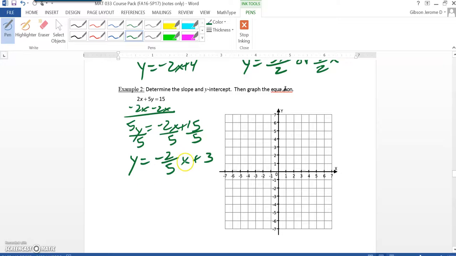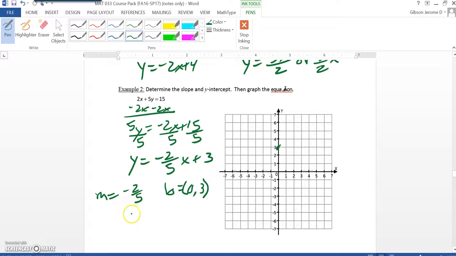Now, since we have this in y equals mx plus b form, we know our slope is negative 2/5, and our y-intercept, or our b, is the ordered pair (0, 3). So that could be the first point that we put, which would be (0, 3). And then we could use this slope here. Negative 2, remember this is rise over run, so we would go down 2, and then to the right 5. That'll be our next point.